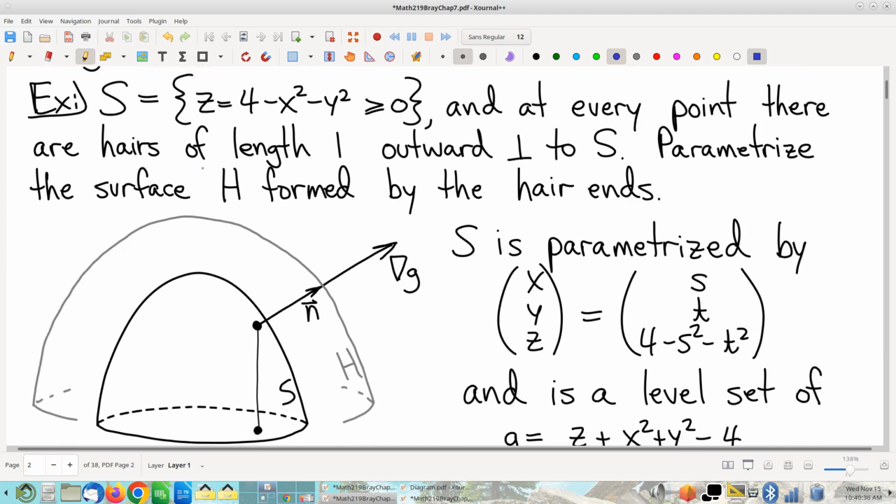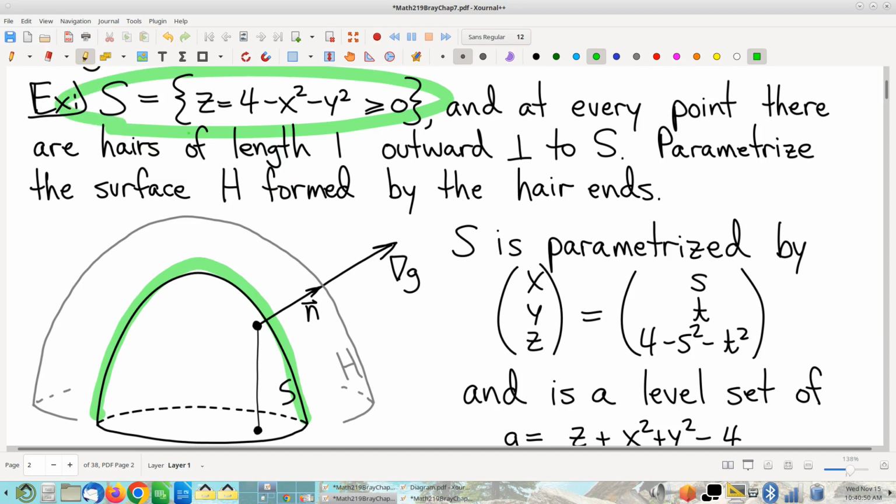This is a weird example, totally. But this method works very well. Okay, so here's what we start with. We start with this surface here called S. It's a portion of an upside-down paraboloid. Nice and simple, nothing to it. But the weird thing is that at every point on this surface, there are hairs of length 1. I mean, just imagine that somebody's got hair poking straight out of their head, right? All the hairs have the same length 1, and they're all perpendicular to the person's head, right?